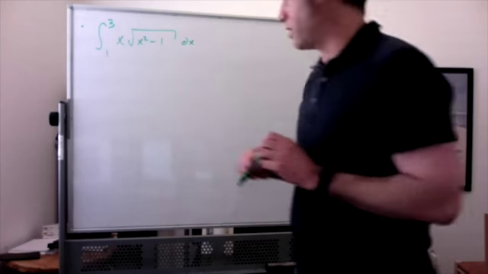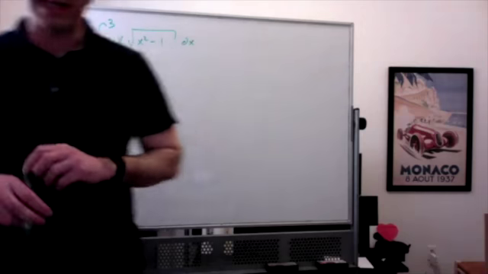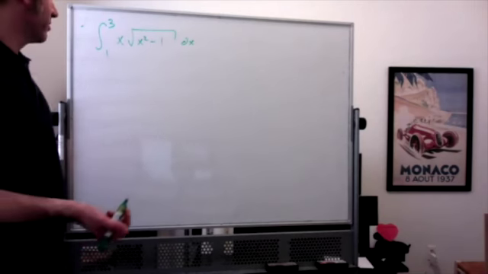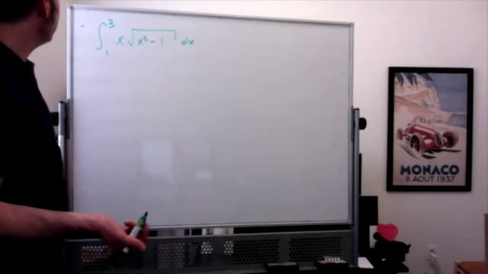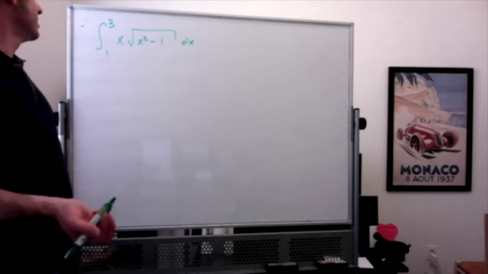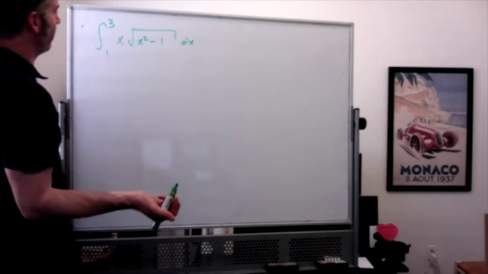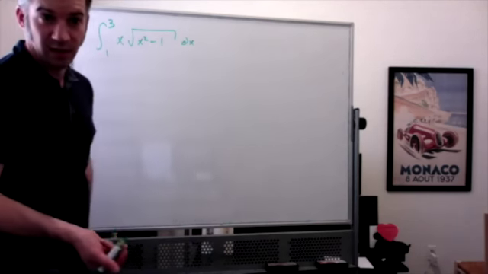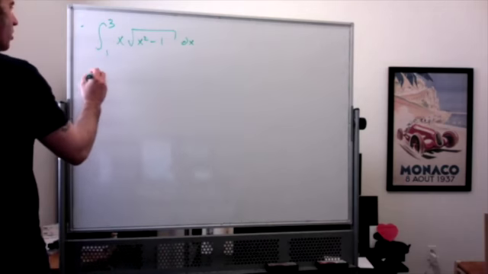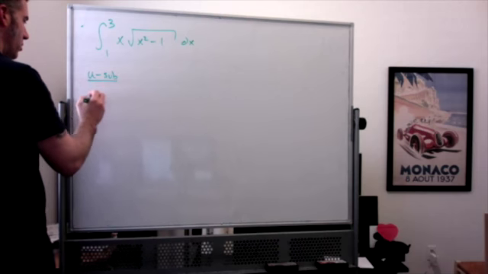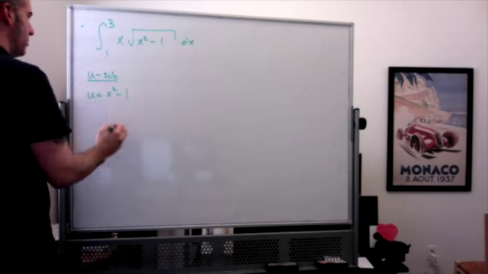I just noticed that the limits of integration here are not as nice as I meant for them to be. Oh well, sometimes that happens. Darn. I meant for this to be something slightly different, I guess. It's still something we can do. So we're going to do a u substitution. We're going to let u equal x squared minus 1.